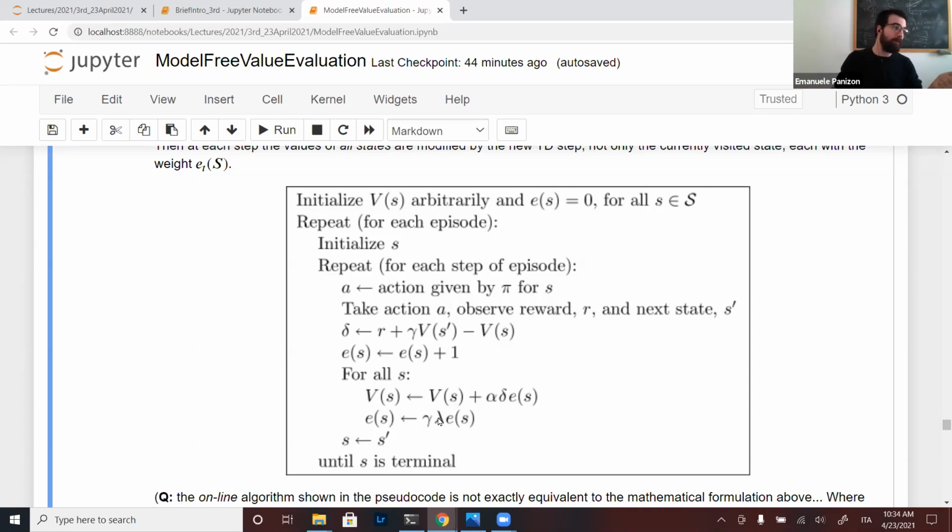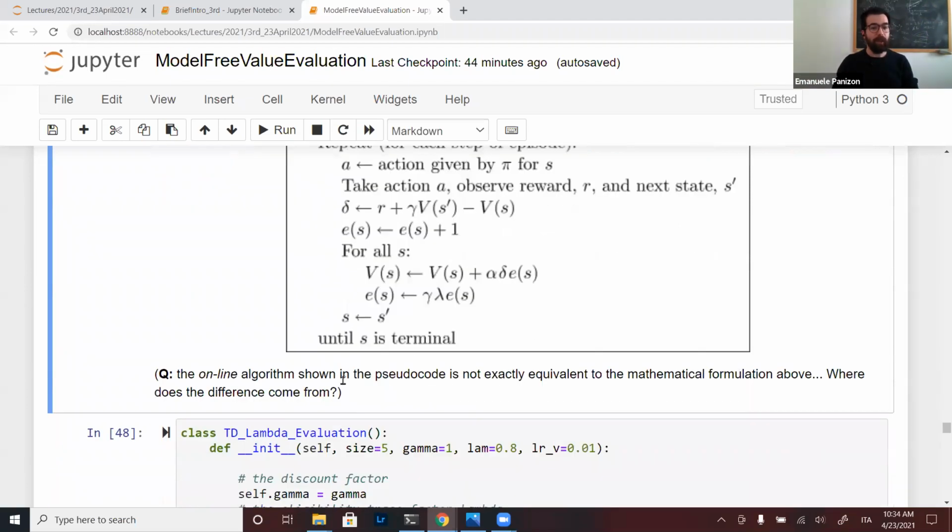And then I'm in a new place and I take another action. I collect a new reward, I collect a new state, and I do the same. The eligibility trace in the new state gets +1, but then all the states everywhere get updated with this simple rule. Okay? There are many subtleties.